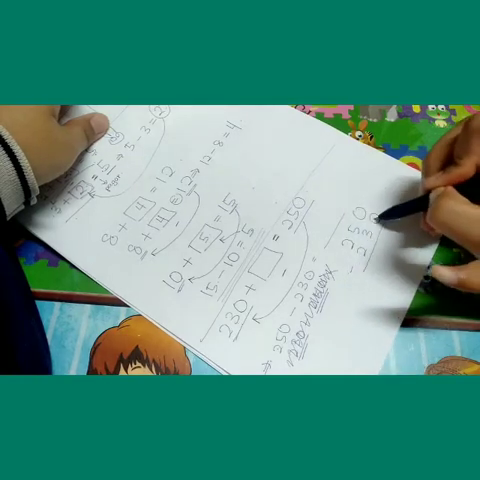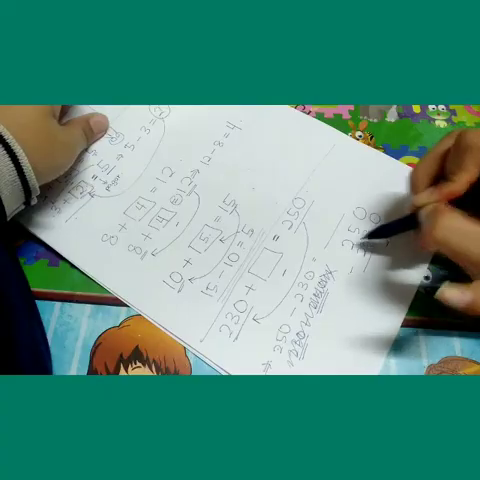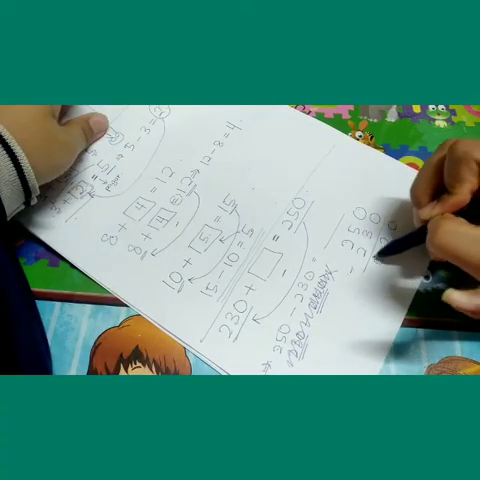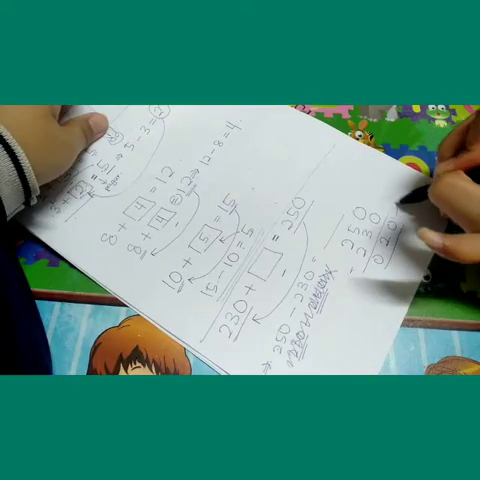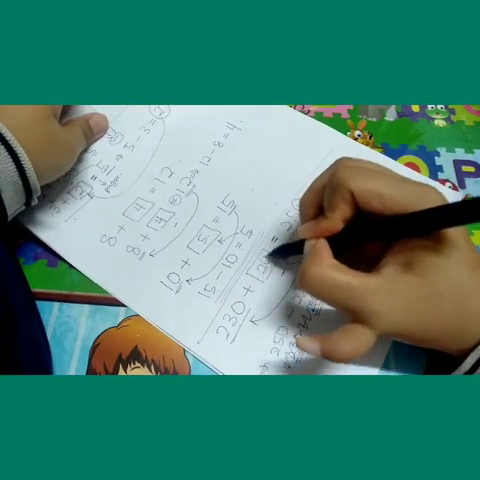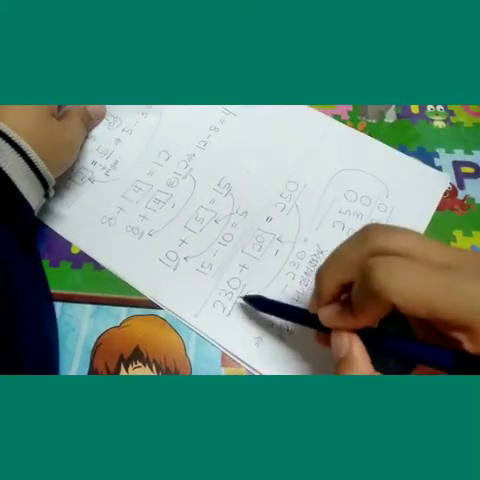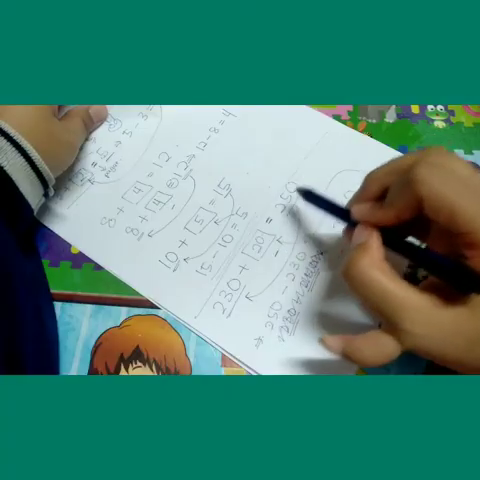0 minus 0 equals 0. 5 minus 3 equals 2. 2 minus 2 equals 0. So the answer here is 20. And 20 is the answer for the box. So let's check. Is it true that 230 plus 20 equals 250?